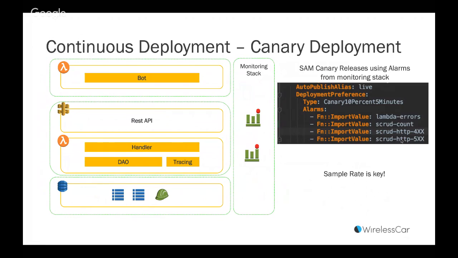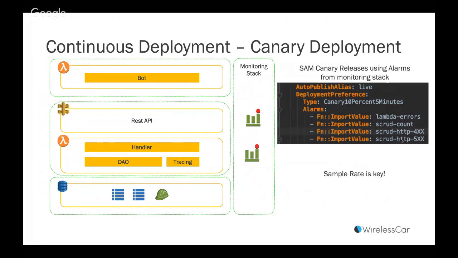So I drive a load of about 900 requests a minute from my test bots, and I make alarms that are basically, there shouldn't ever be any Lambda errors. On this API, there shouldn't be any 400s or 500s. Sometimes 400s is okay, but it's not on this API. So I have alarms on that. And I also have alarms on number of successful messages, successful requests, and that's the SCRUD count there.